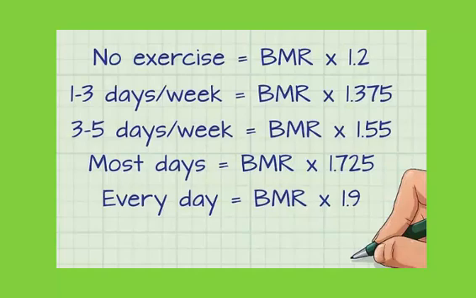If you don't exercise or have a very sedentary lifestyle, multiply your BMR by 1.2. If you do moderate amounts of exercise, 1 to 3 days per week, or are lightly active, multiply your BMR by 1.375. If you exercise on 3 to 5 days per week or have an active lifestyle, multiply your BMR by 1.55. If you exercise most days and do vigorous activity throughout the day, multiply your BMR by 1.725. If you exercise every day or exercise more than once in a day and have a very physically demanding job, multiply your BMR by 1.9.